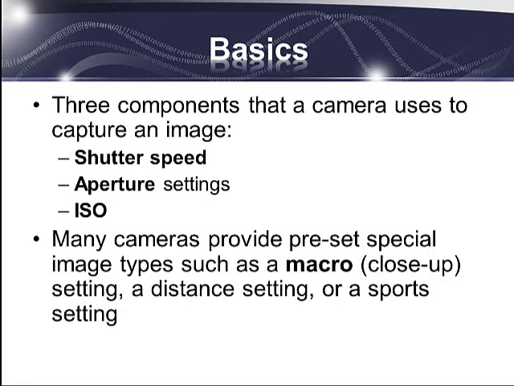Three components that a camera uses to capture an image are the shutter speed, aperture settings, and the ISO. The shutter speed is how fast the lens opens and closes. The aperture settings is how wide the lens opens to let in light, and the ISO is the speed at which the film captures the image. Many cameras provide a preset special image type such as a macro or close-up setting, a distance setting, or a sports setting.